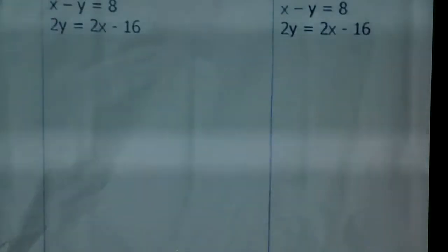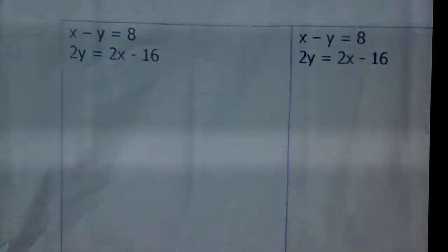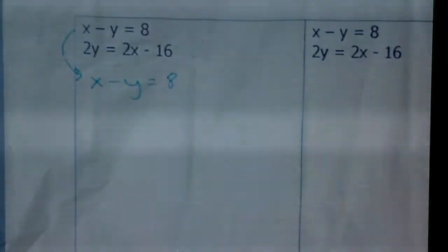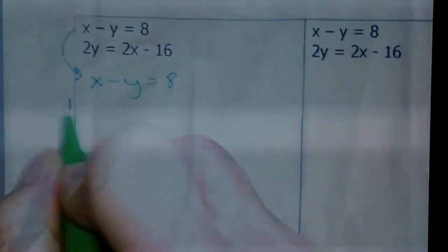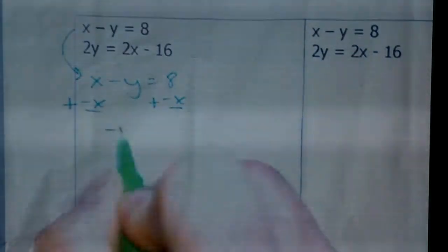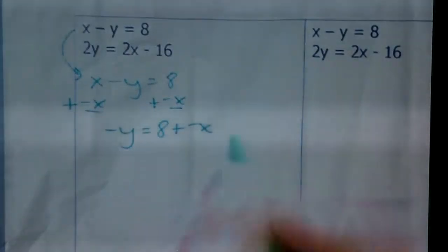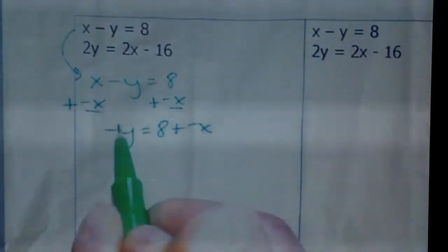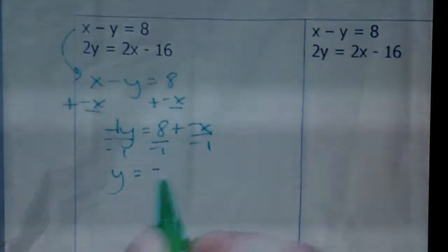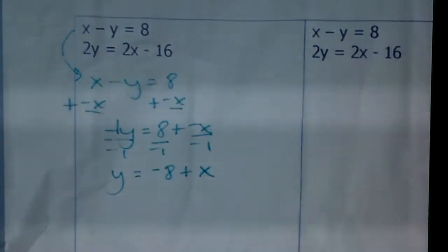Take a look at the next one. So turn your page. Same thing, here is your system. The first thing I want you to do is solve this by graphing. So to rearrange the x minus y equals 8 equation, I would add a negative x to both sides first. You end up with negative y equals 8 plus negative x. To get rid of this negative in front of the y, remember that means it's a negative 1. We're going to divide all of our terms by negative 1. So y equals negative 8 plus positive x.